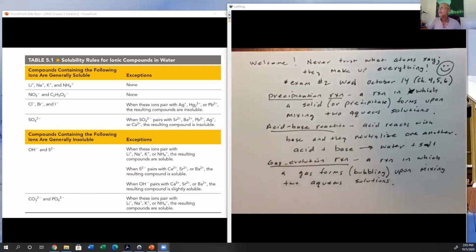Before we get into the reactions, we have to understand a little bit about solubility. Last time we were talking about solutions, and we learned that some substances were soluble and some were not soluble. So what we're going to do here is figure out how we can predict whether or not a substance is going to be soluble or not.